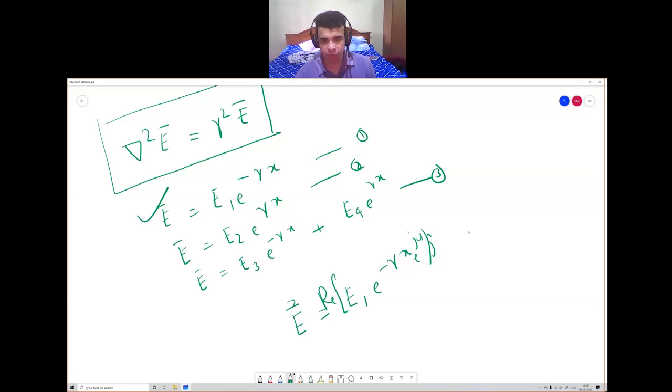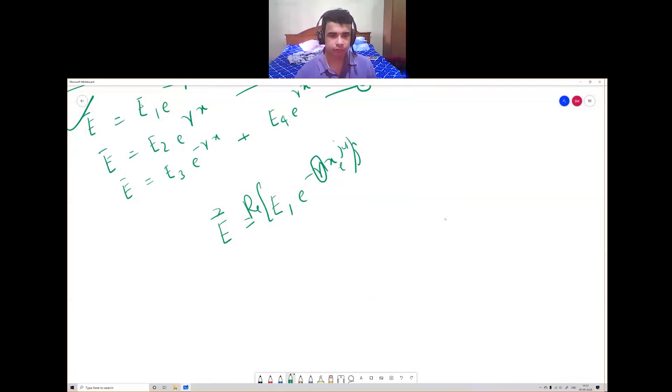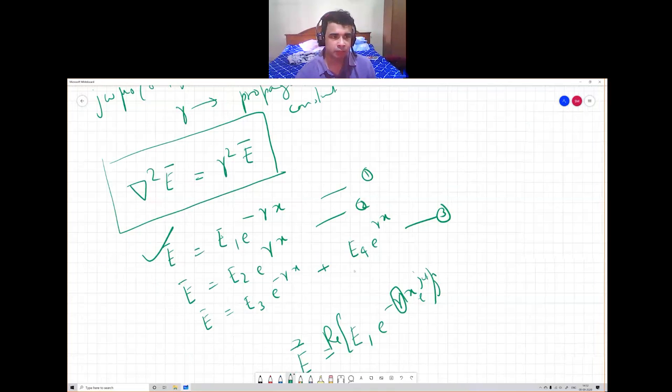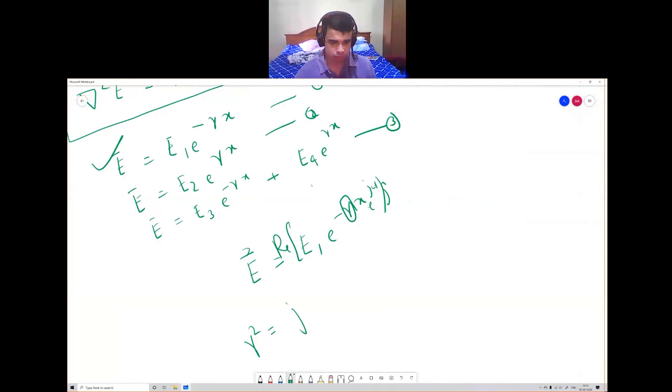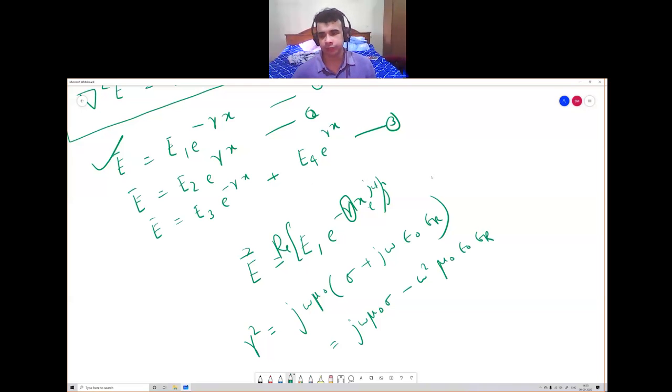The only problem here is now this gamma. What is gamma? Gamma square, we have taken it to be what? This term, where was it? j omega mu naught times sigma plus j omega epsilon naught epsilon r. This we have taken to be gamma square. Let us simplify a bit. That is equal to j omega mu naught sigma minus omega square mu naught epsilon naught epsilon r. We can write this.